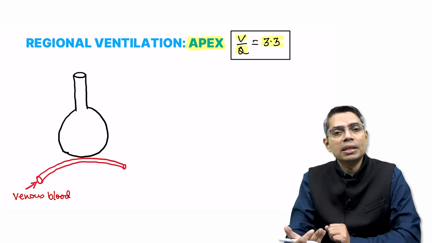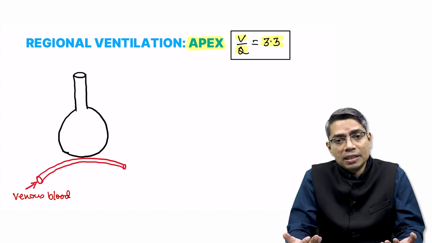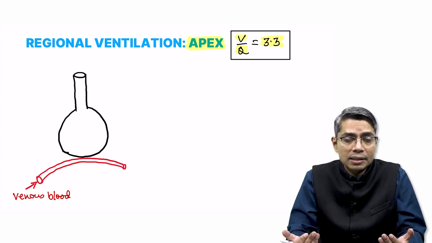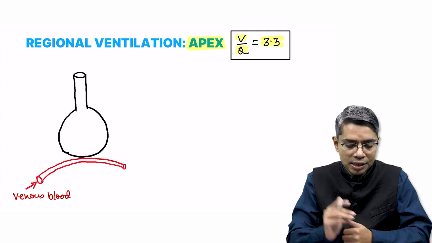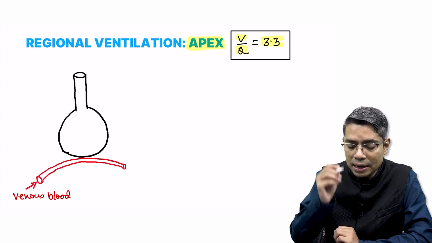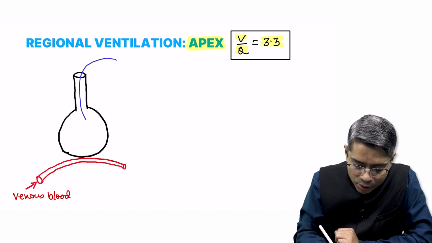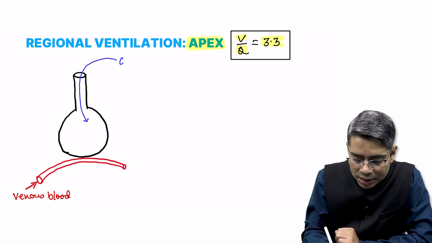The scenario will be like that of a hyperventilation condition, meaning ventilation is rising but perfusion is not rising. That is like the hyperventilation scenario. So a hyperventilation scenario is happening at the level of apical alveoli. What does it mean? It means there is more entry of fresh atmospheric air into this alveoli.